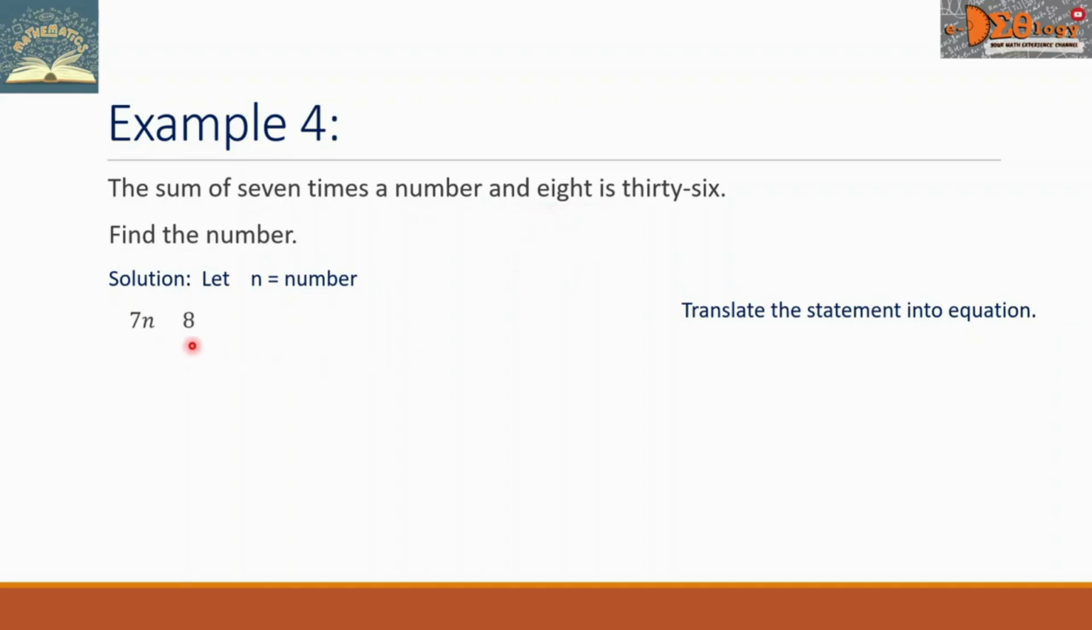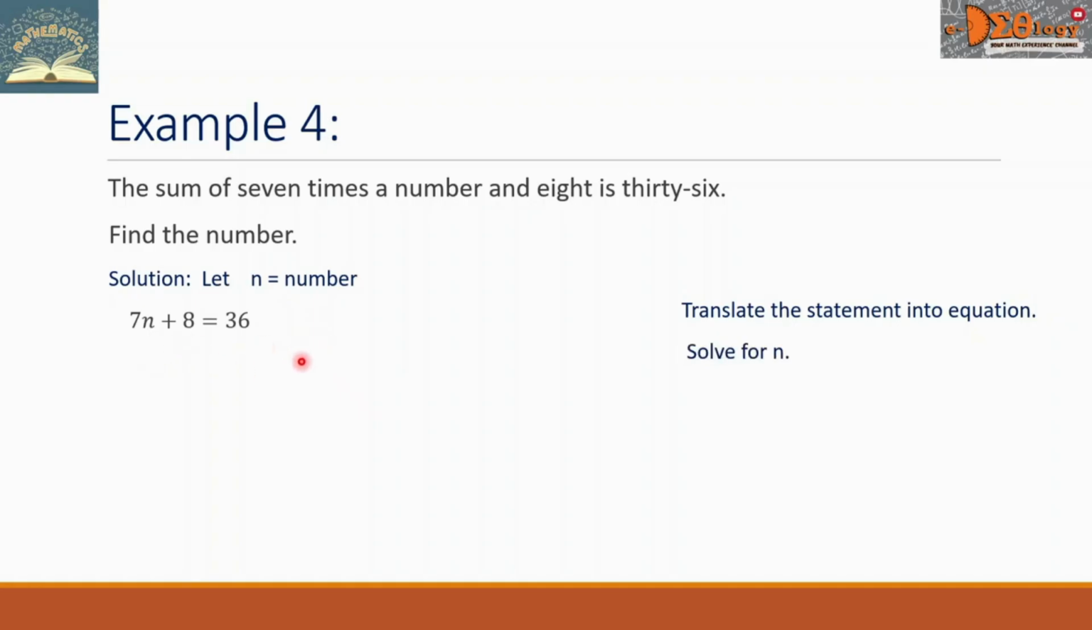Here there is also the word 8. So we have the 8, and it says here the sum of 7 times a number and 8. So the sum here means we need to add the 7n and the 8. And then is 36. So this is equal to 36. Now we have a linear equation in one variable. Then we solve for n.